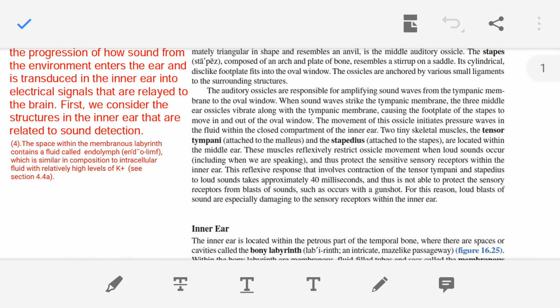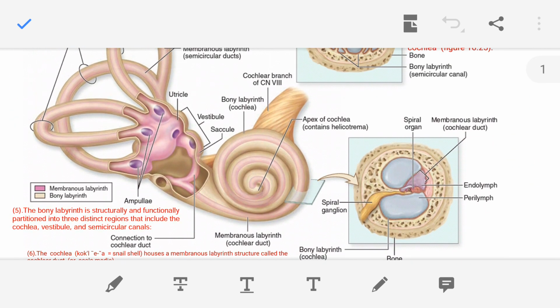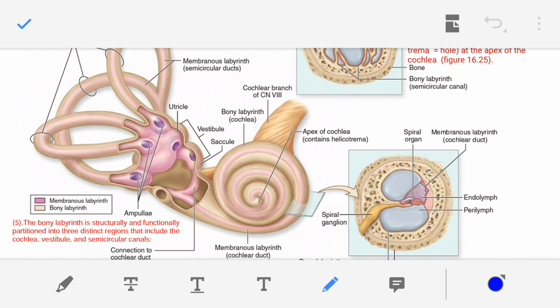Now we are discussing the fifth point. Over here, see, the bony labyrinth is structurally and functionally partitioned into three distinct regions. We can divide the bony labyrinth into three parts. One portion is known as the cochlea, the second part is the vestibule, and the third portion is the semicircular canal.